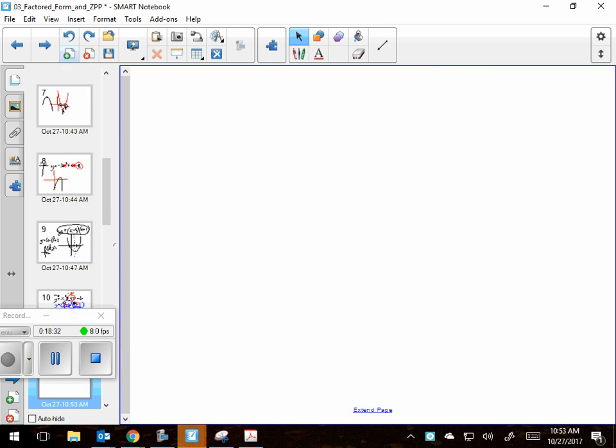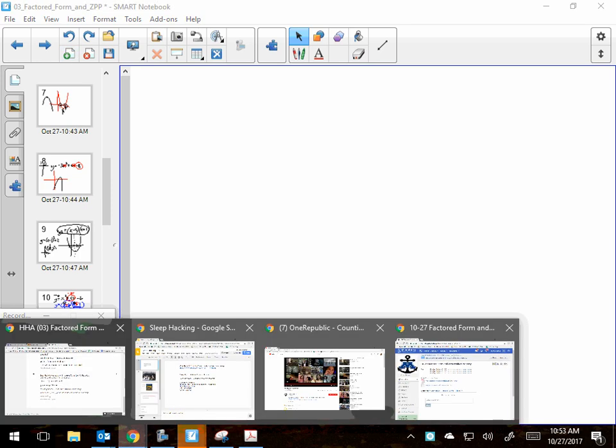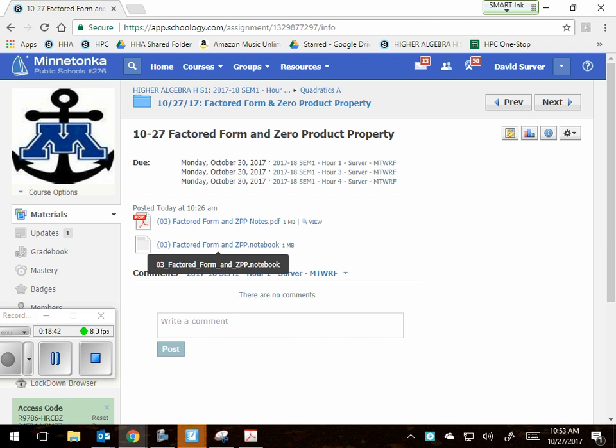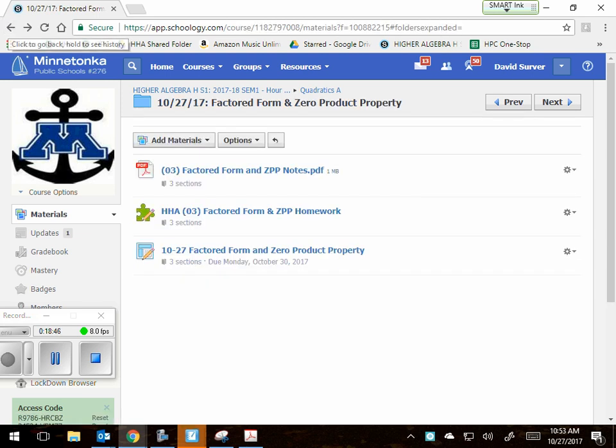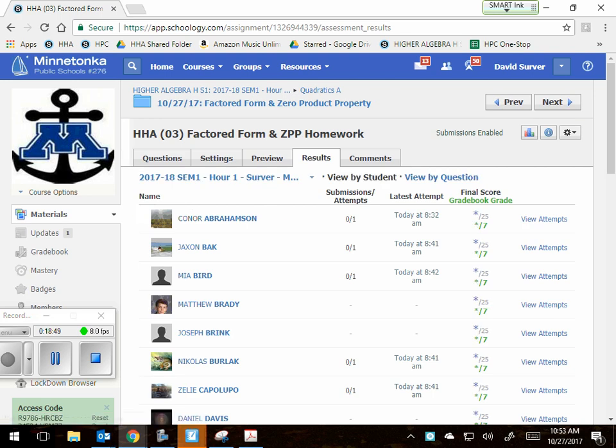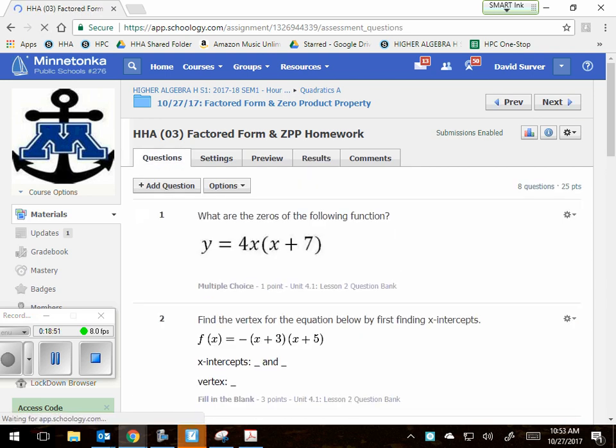Okay, so your homework for tonight. It is a Schoology quiz. I'm going to open it with you. Together, we can start this thing. Okay, so find the little Schoology quiz. Looks like the puzzle piece. There we go.